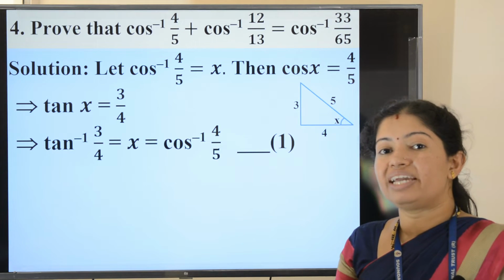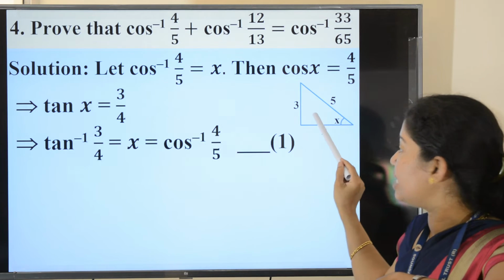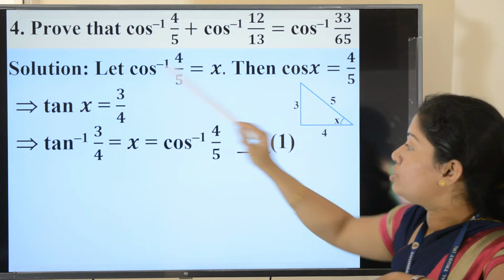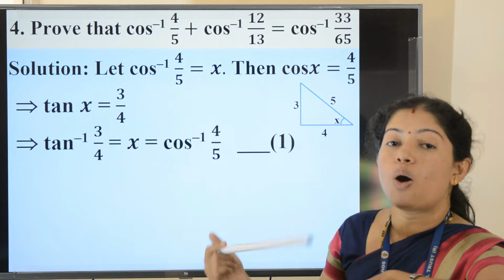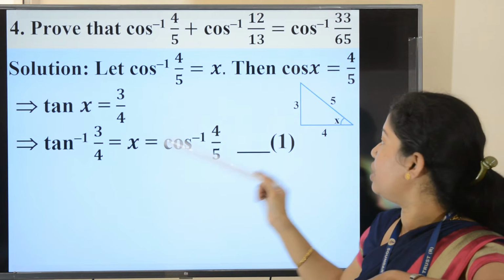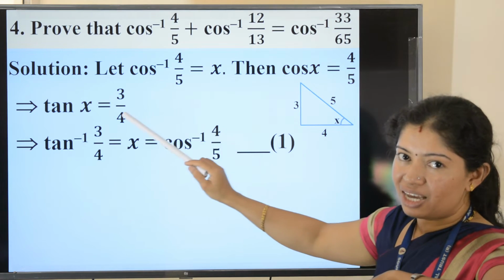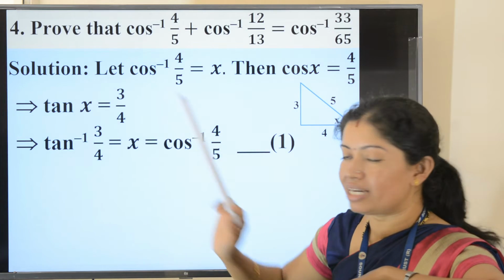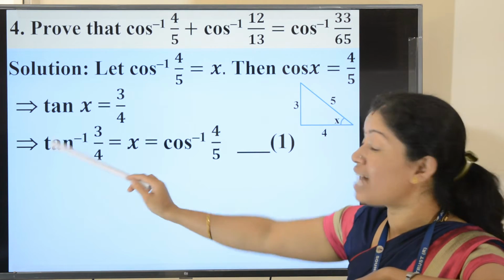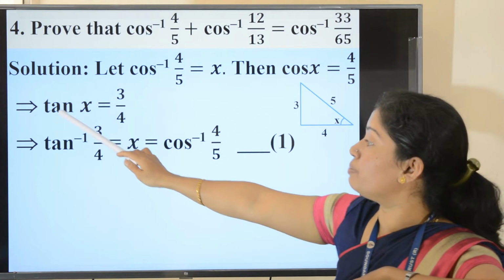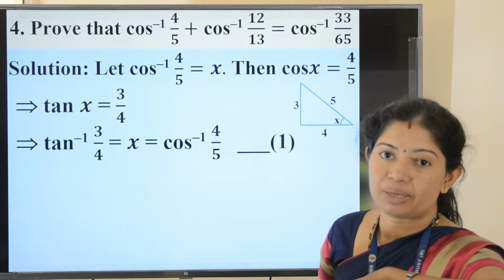Next, let us find what is the tan x from the same triangle. So tan x will be equal to opposite by adjacent. So it will be 3 divided by 4. So tan x we got as 3 divided by 4. What that implies? x is nothing but tan inverse of 3 by 4.